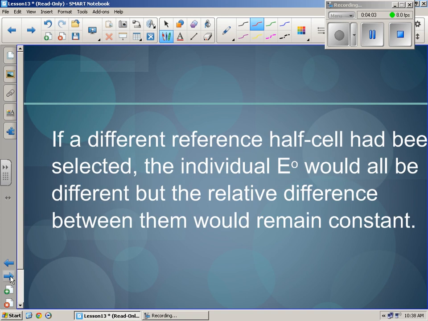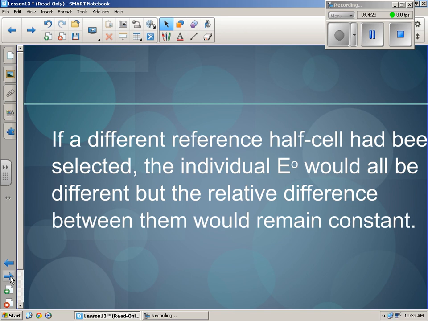If a different reference half cell had been selected, the individual electrical potentials would all be different, but the relative difference between them would remain constant. That's a little bit wordy for me to say. What we're saying is this. Listen. On this data booklet, everything refers to the hydrogen half cell, that's 0.00 volts.